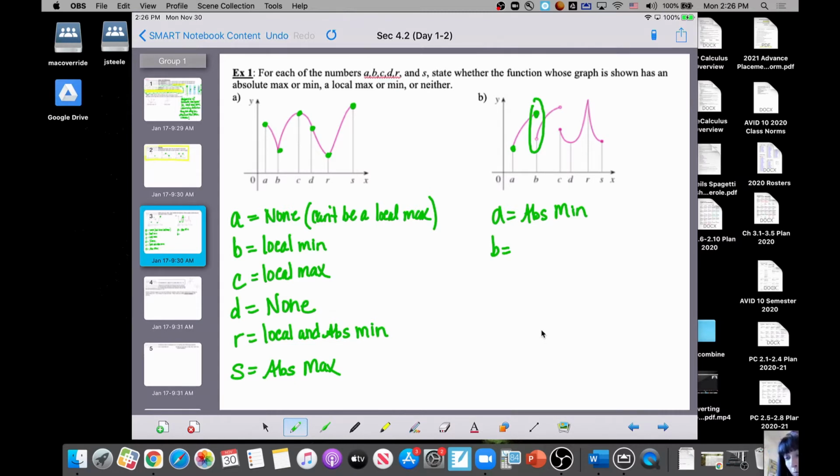And so letter B in this case would represent a local maximum because points that are less than B or on the left of B are lower, and points that are on the right of B are lower. So B would be a local max. And we would say points on left and right are both lower.